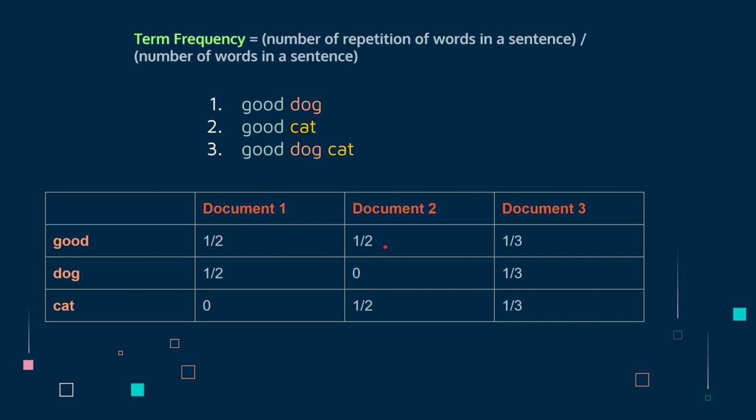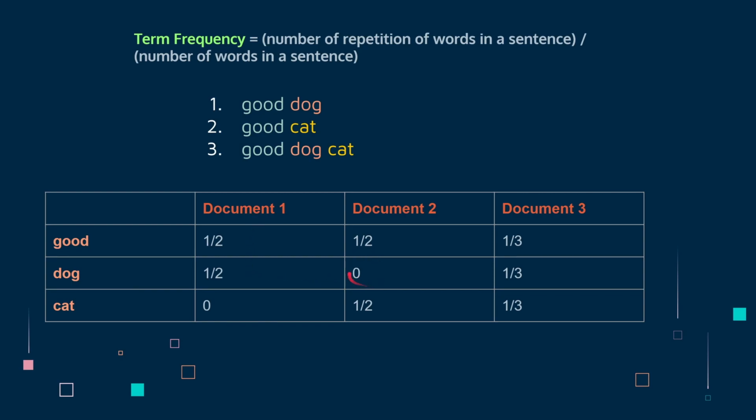What about document 2? Well, it also occurred once out of 2 words, so it's also 1 divided by 2. And what about document 3? Well, good appeared once, but now there are 3 words, so now it's 1 divided by 3. This is pretty intuitive and really easy to understand. The word frequency is basically how often something appears. If this word appears this many times out of that many words in a sentence, we can just divide it.